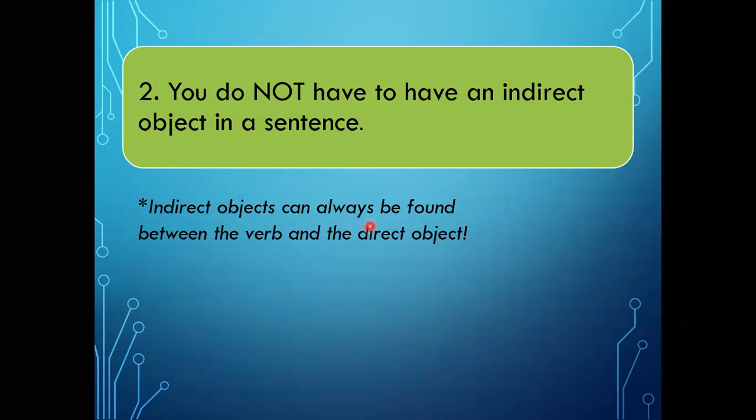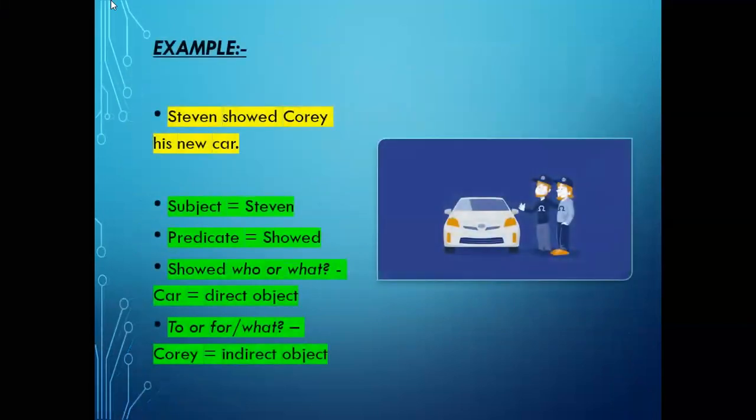Indirect objects can always be found between the verb and the direct object. Now this is something tricky. आप ज़्यादा confused ना हो. Let me explain it to you with the example. You will understand better. Now see here.